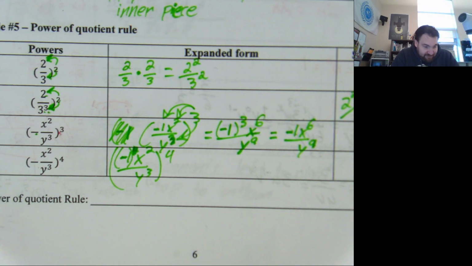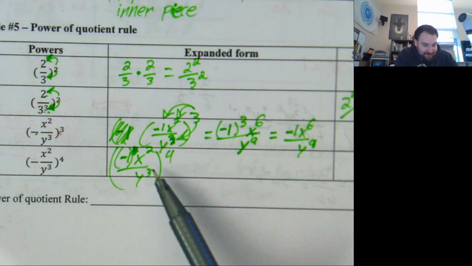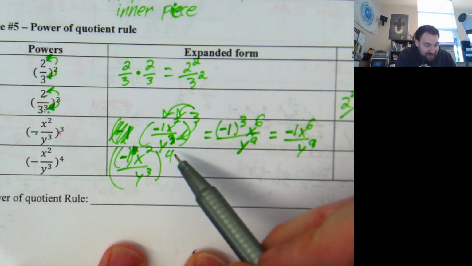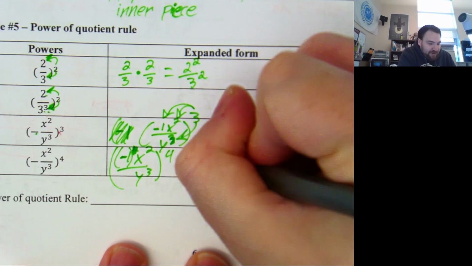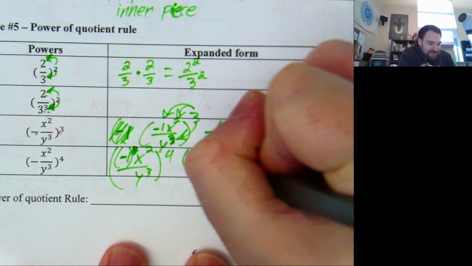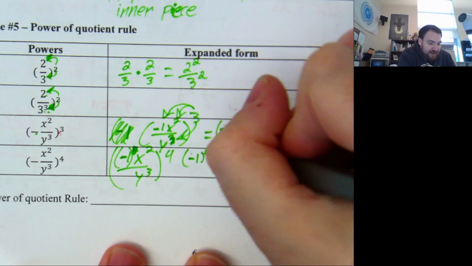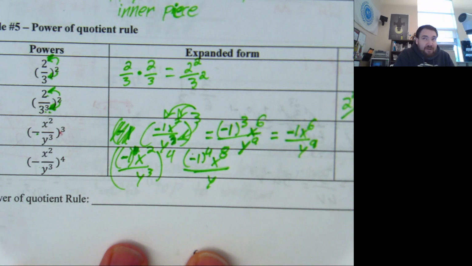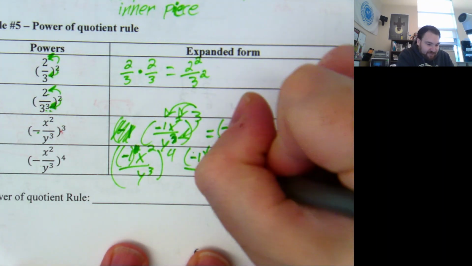Okay, so Garrett, next step. Keep going. And then you times the 2 with the 4, the 3 with the 4, and the -1 with the 4. Yes. So I'm going to have the -1 to the power of 4, x to the power of, I'm going to multiply the 2 and the 4 and get 8. And y in the bottom is going to be to the power of 3 times 4 is 12.